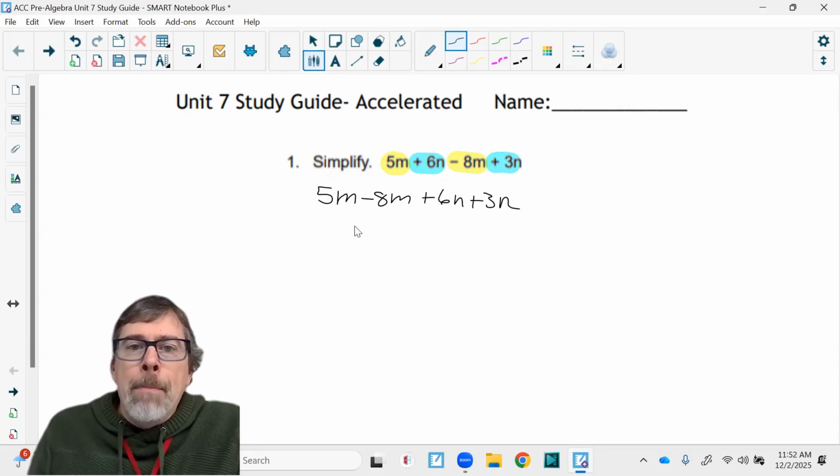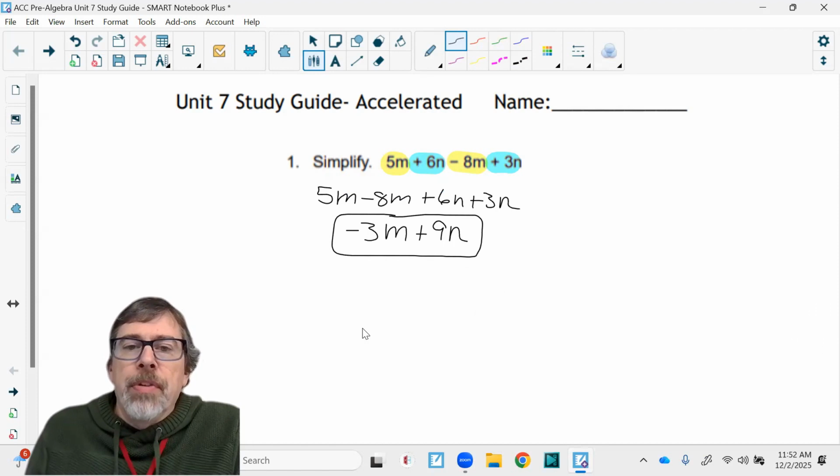5m minus 8m is negative 3m. 6n plus 3n is 9n. And that's it. That is the answer. That is simplified. Now, it didn't say factor, but we could factor a 3 out of this, but that would make it not so simplified.